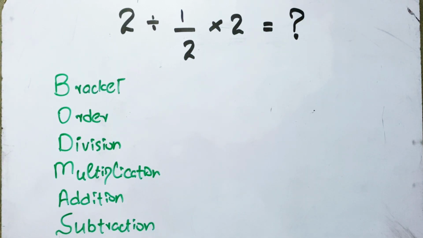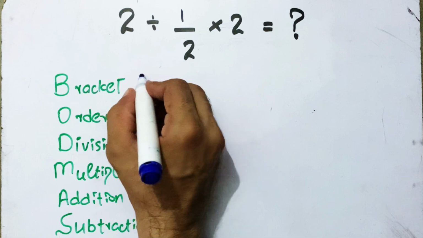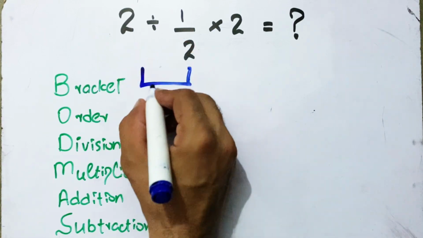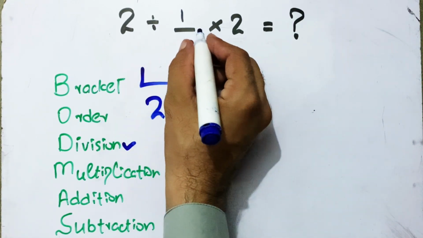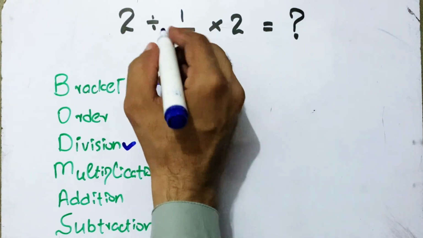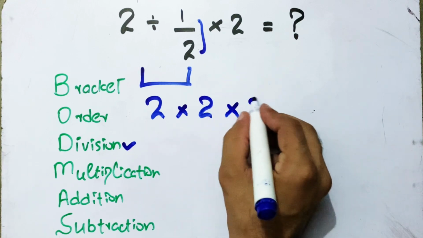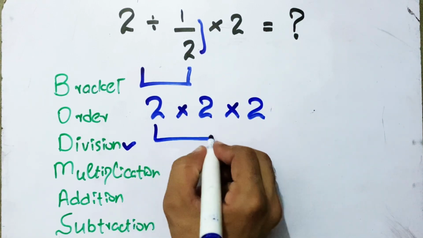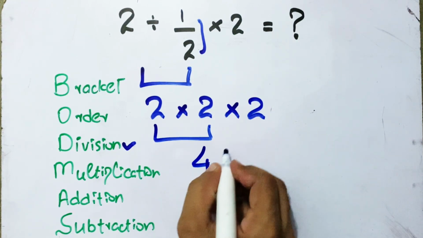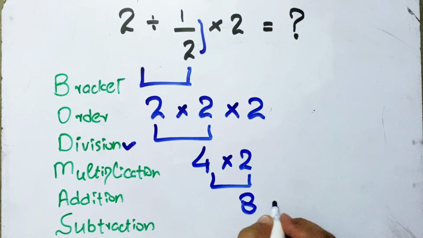So first, divide 2 by 1/2. So flip this, 1/2 becomes 2, so 2 times 2. Then 2 times 2 times 2 gives 4, times 2 gives 8. That is the answer.